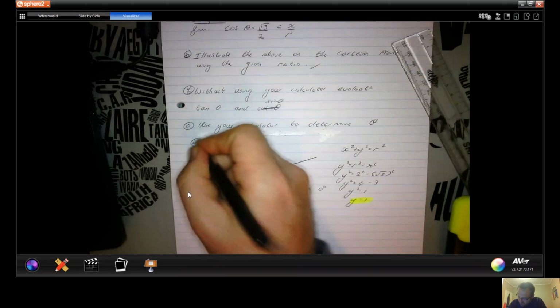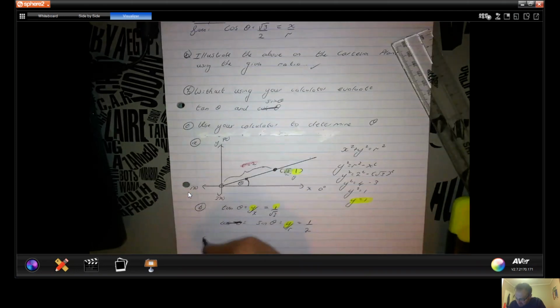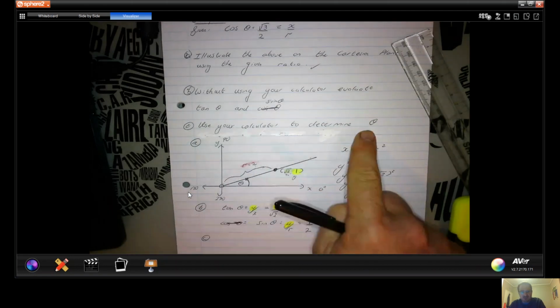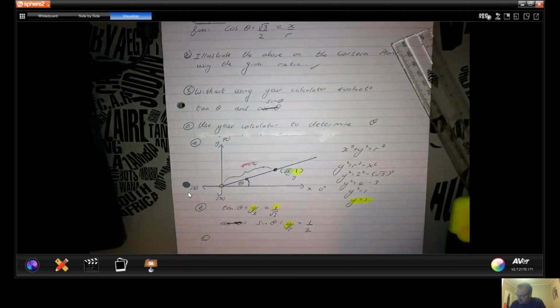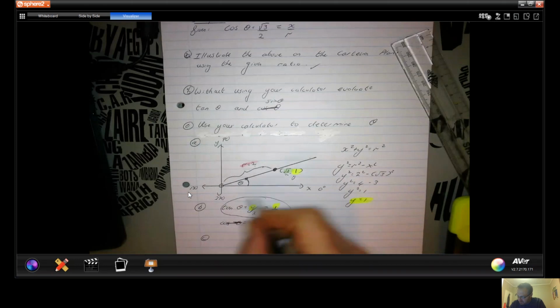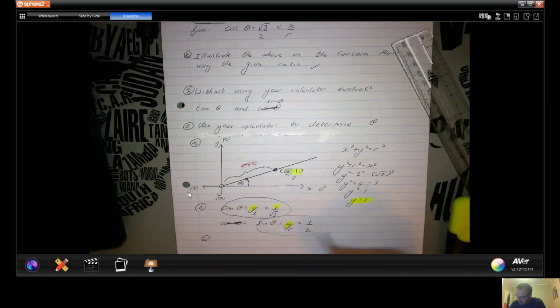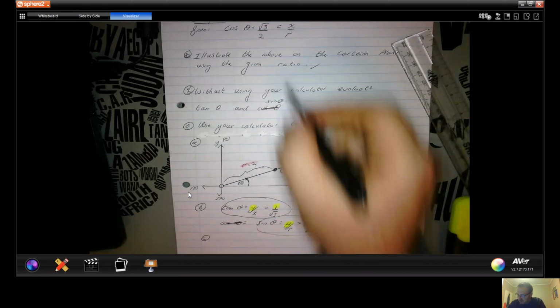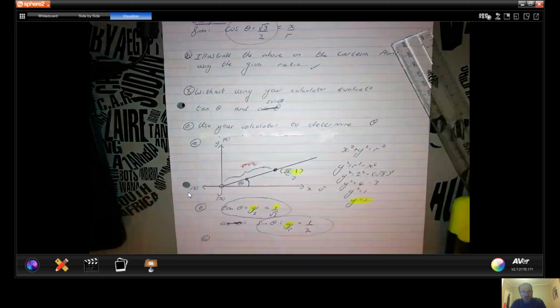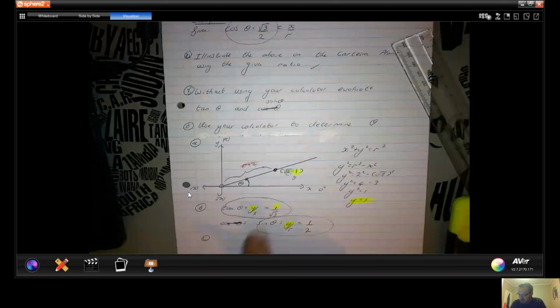Just A over here. And question C says use your calculator to determine theta. So I could use any of these ratios. I could use tan theta is equal to 1 over root 3, I could use sine theta is equal to a half, or I could use the original cos theta is equal to root 3 over 2 to find the angle. So let's use tan, because we're often going to use tan.